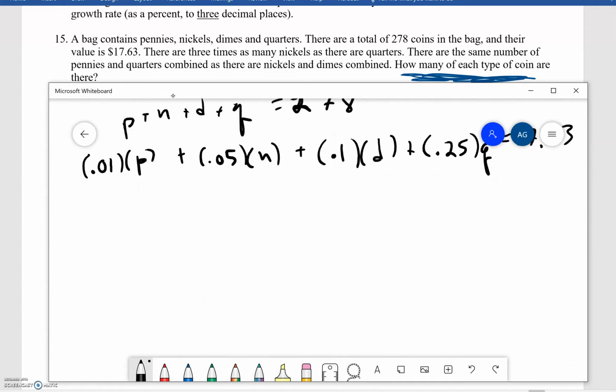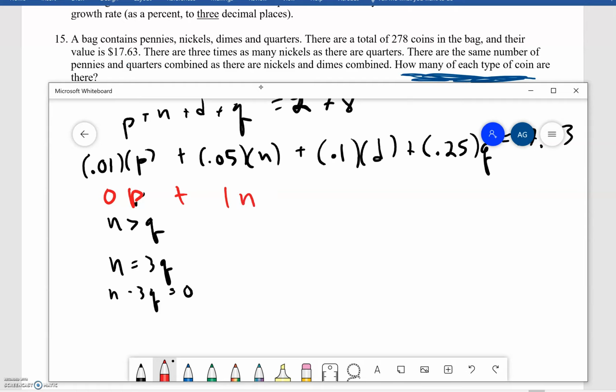So it says there are 3 times as many nickels as there are quarters. So that means nickels is bigger than quarters. So Q is the one that needs to get multiplied by something to equal the size of N. So we have 3 times as many. So 3Q equals N. Now we have to change a couple of things here. So we have N minus 3Q equals 0, but we also need to represent the pennies and the dimes. So our final equation for this relationship is going to be 0P plus 1N plus 0D minus 3Q equals 0. So that'll be equation number 3.